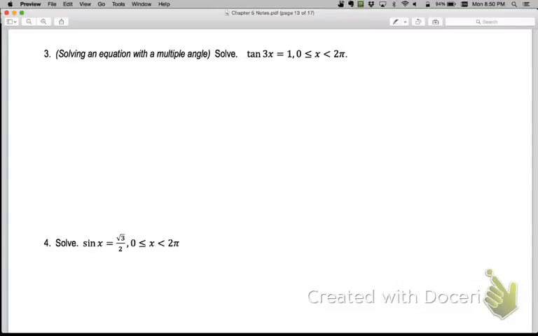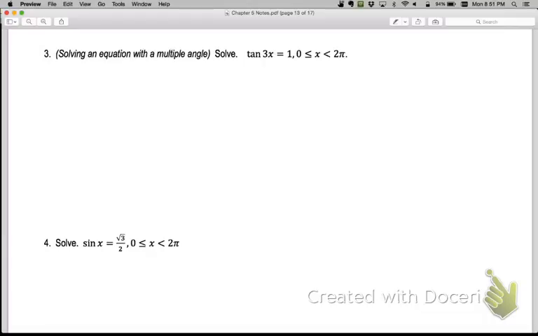All right, so yesterday we skipped number 3, looking at a multiple angle, so I want to do that one today. So we want to solve the tangent of 3x is equal to 1, and we want to solve that on the interval between 0 and 2 pi. So we're not looking for every single solution. We're just looking for the ones within one rotation on the circle.